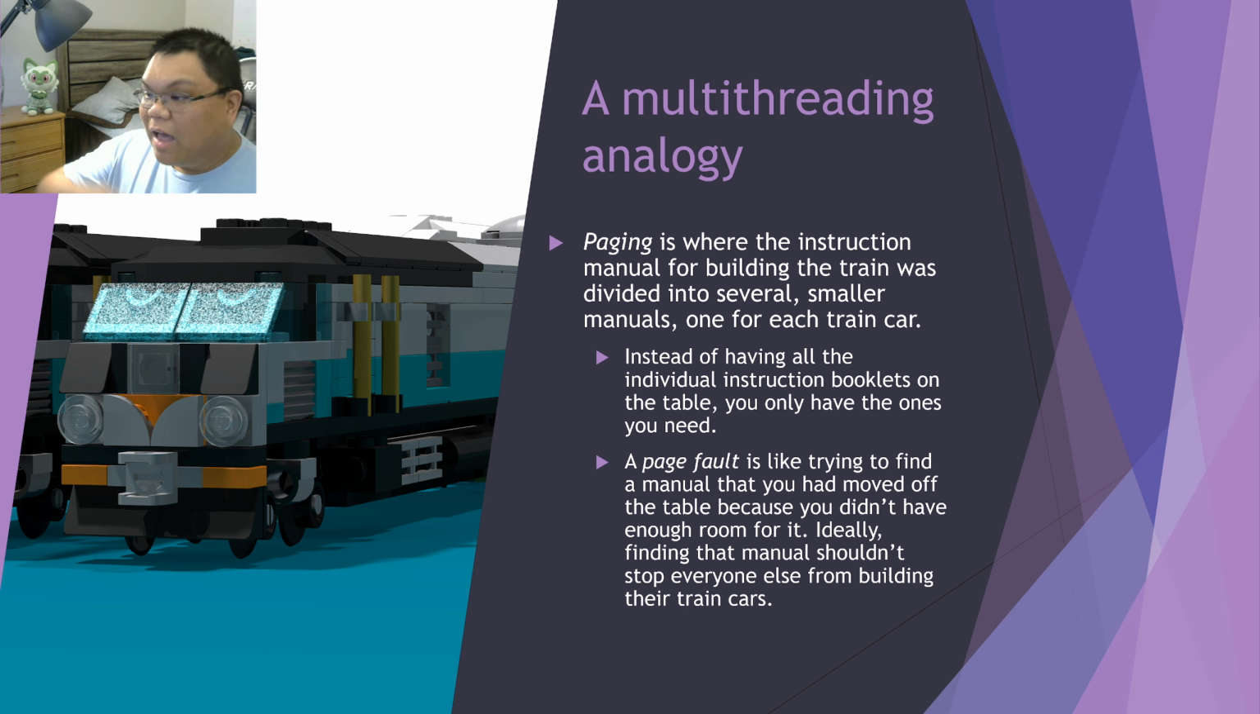So, as I said, a page fault is like trying to find a manual you had moved off the table because you didn't have room for it. And ideally, it shouldn't stop everyone else from building their train cars just so you can find the manual you need to build your train car. So that's what a page fault is in this multi-threading analogy.